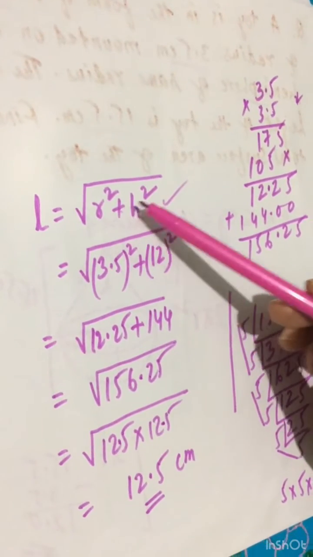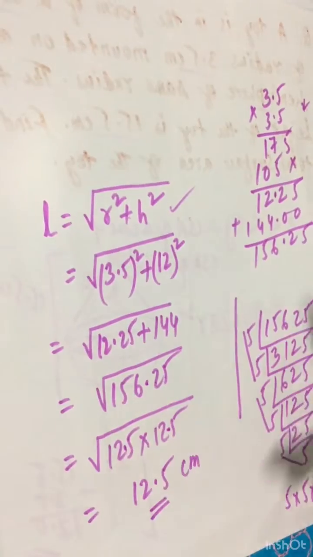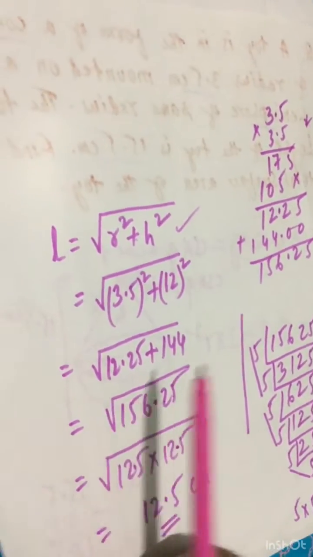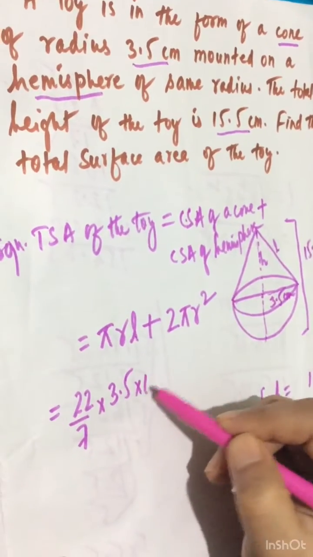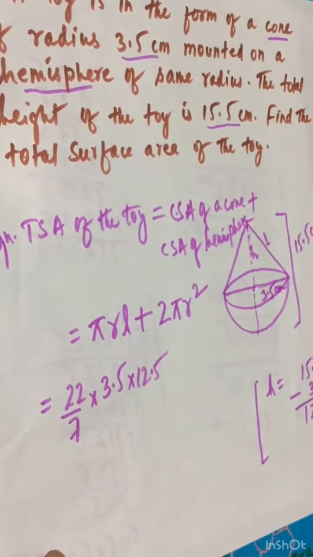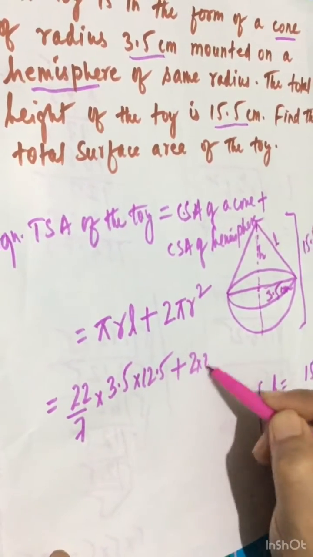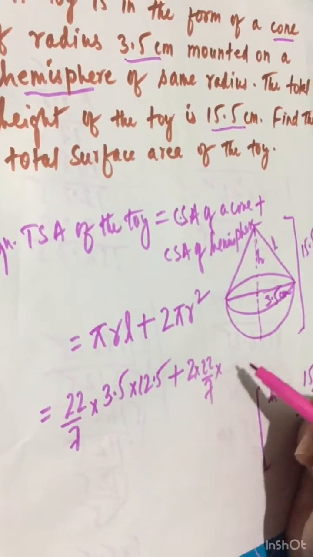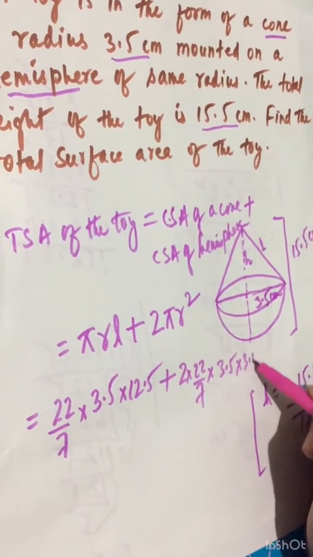So r square plus h square. So this L we will put now there, 12.5. We will substitute 12.5 in place of L. Okay, next, 22 by 7 r is 3.5, r square, 2 times 3.5.